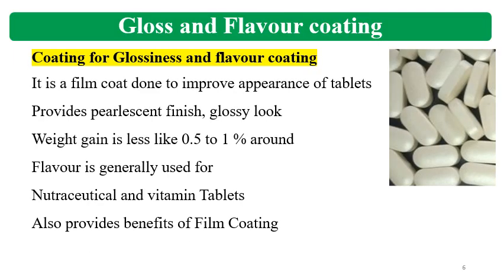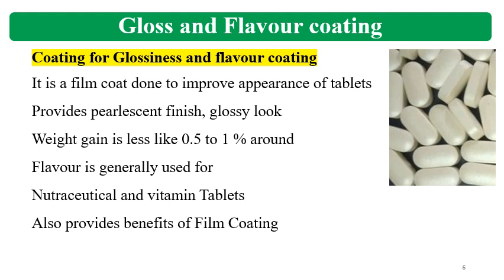Then coming to the coating for glossiness or shining, and flavor coating. So as the name indicates, it makes the tablet more shining in nature and appearance. This film coating is done to improve the appearance of the tablet. It is very similar to the film coating, but this coating is done for some formulations like nutraceuticals and some pediatric type of formulations. Some vitamin formulations or calcium supplements. These gloss and flavor coatings are done.